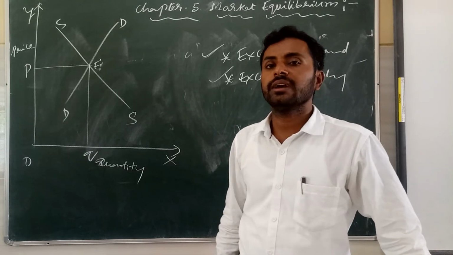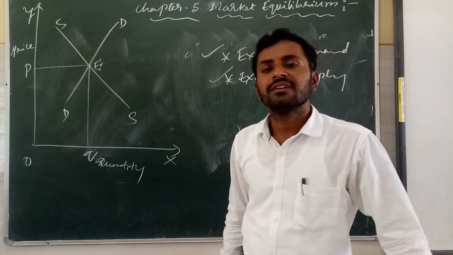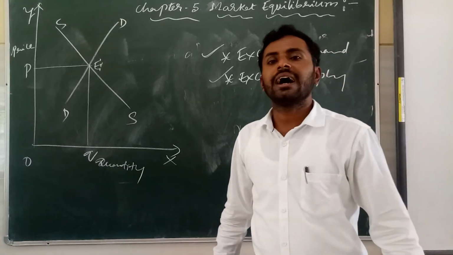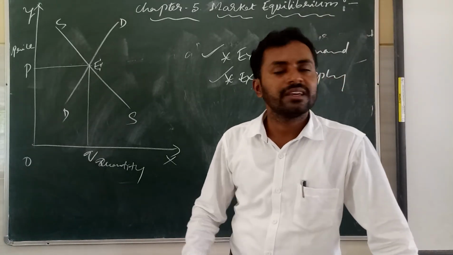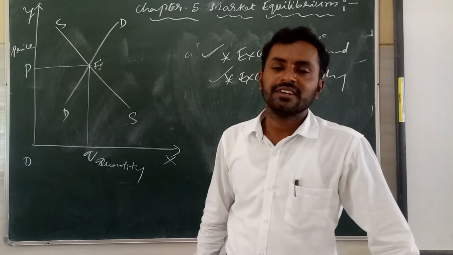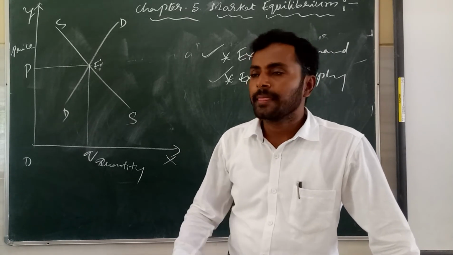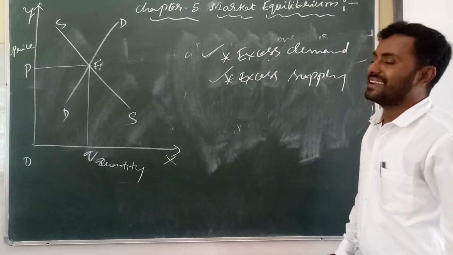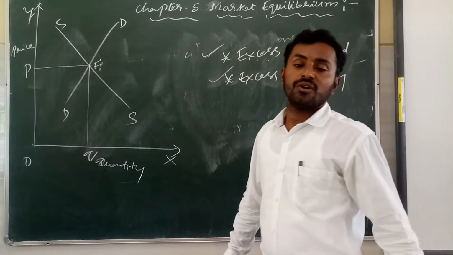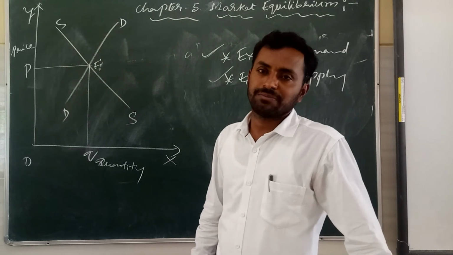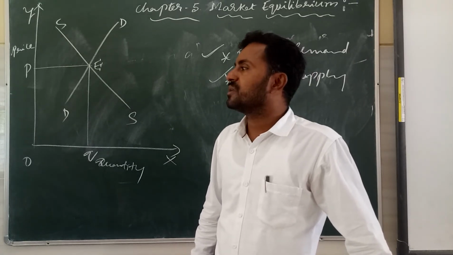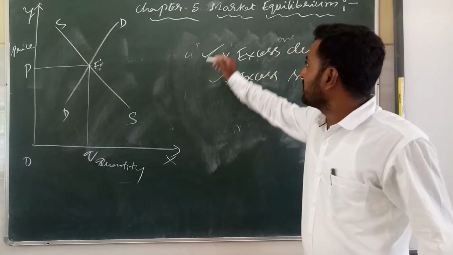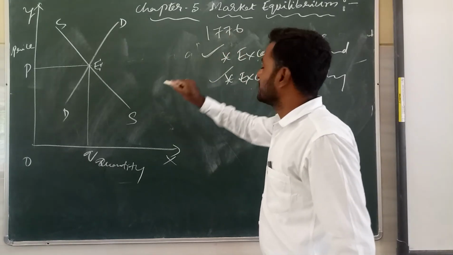So, we have to discuss another concept, that is the invisible hand. See, we know Adam Smith. Who is Adam Smith? He is the father of economics. His famous book is An Enquiry into the Nature and Causes of the Wealth of Nations. Who wrote that book? Adam Smith wrote it, in 1776.